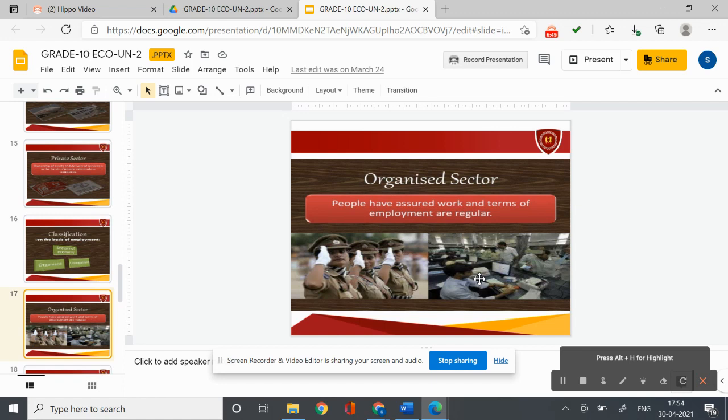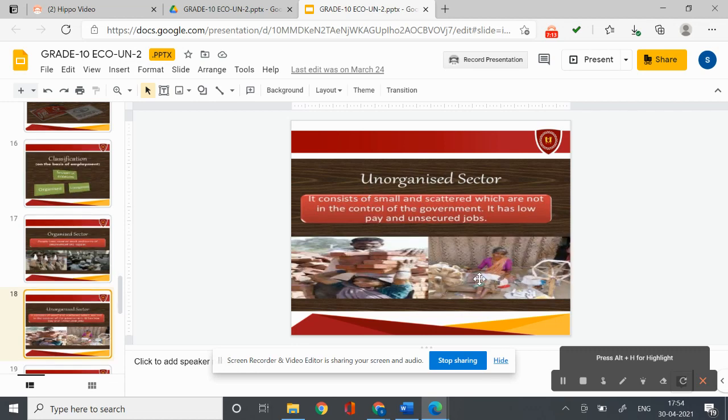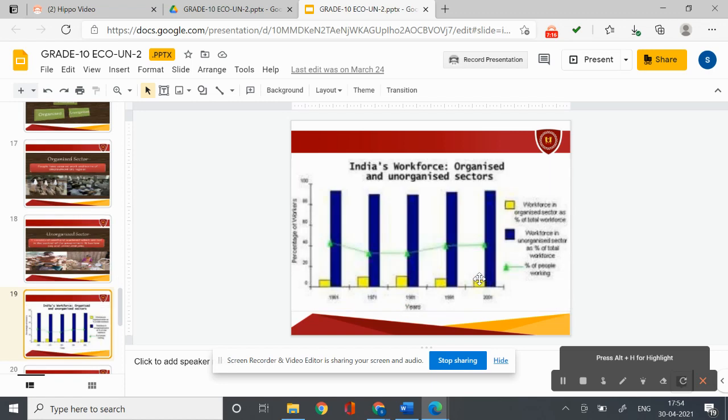In the organized sector, people have assured work and terms of employment are regular. Organized sector is a sector where the employment terms are fixed and regular, and employees get assured work. They are registered by the government and have to follow its rules and regulations, which are given in various laws such as the Factories Act, Minimum Wages Act, Payment of Gratuity Act, Shops and Establishments Act. The job is regular and has fixed working hours. If people work more, they get more. They get paid for the overtime by the employer.